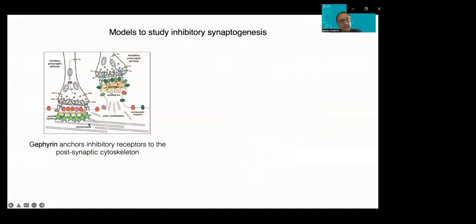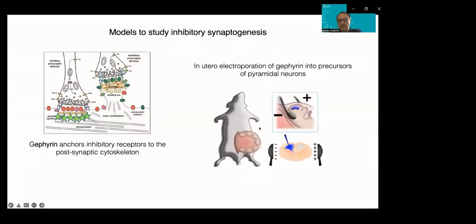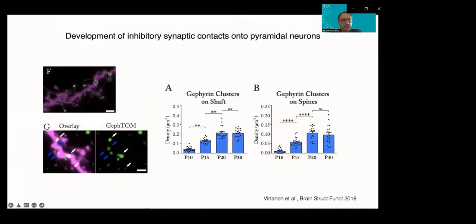And we can label this gephyrin, and we can electroporate it into the precursors of pyramidal neurons. To make a long story short, this approach allows us to detect, as you can see these tiny spots here, the sites of inhibitory inputs onto pyramidal neurons during development. And as you can see, the number of inhibitory synaptic inputs increases during the first 20 days of postnatal life in rodents.